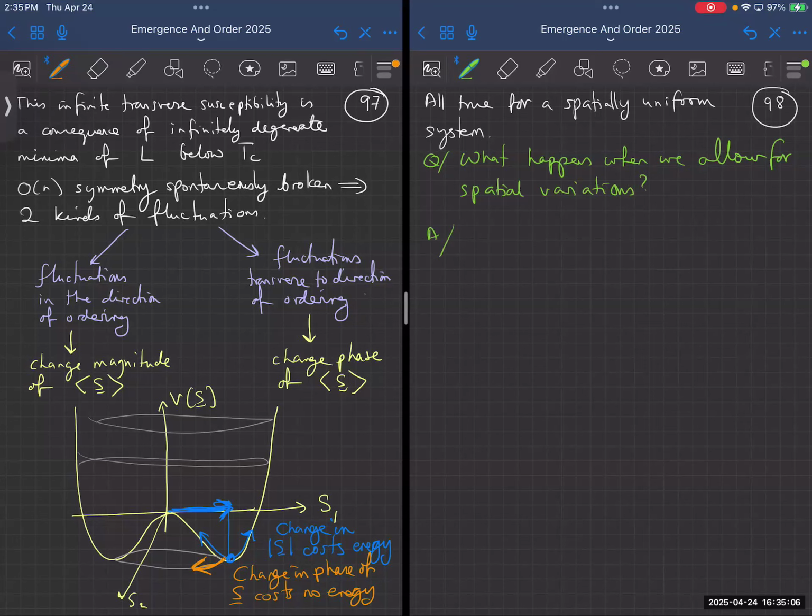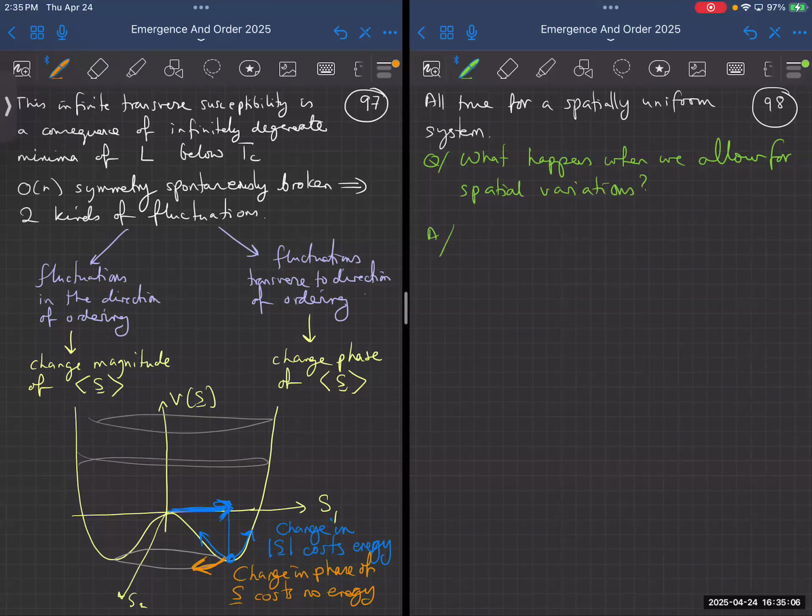Can I have transverse modes in a liquid? No, by definition. If I have a solid, then I can have transverse shear modes. So we might ask, well, suppose I have now a solid.